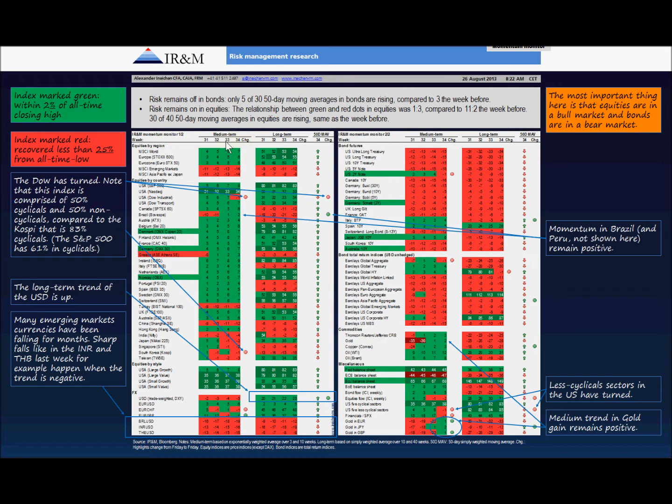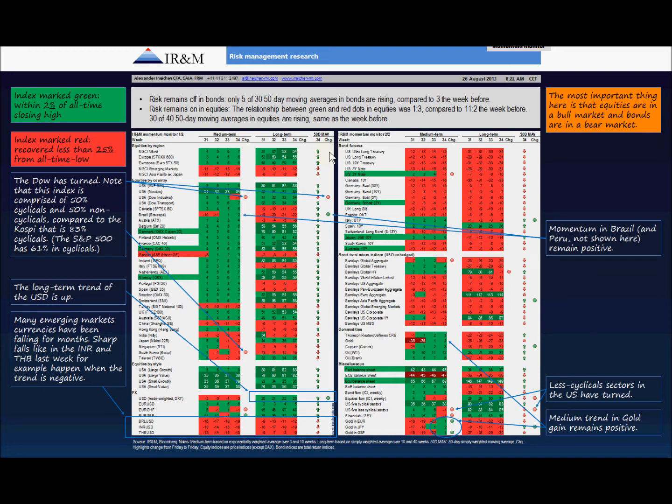The way to read it is, for example, the MSCI World last week, as of last Friday, was in the 7th week of a bull market, and the long-term trend, it was the 54th week, and the 50-day moving average has been moving up, and there's no change to this.